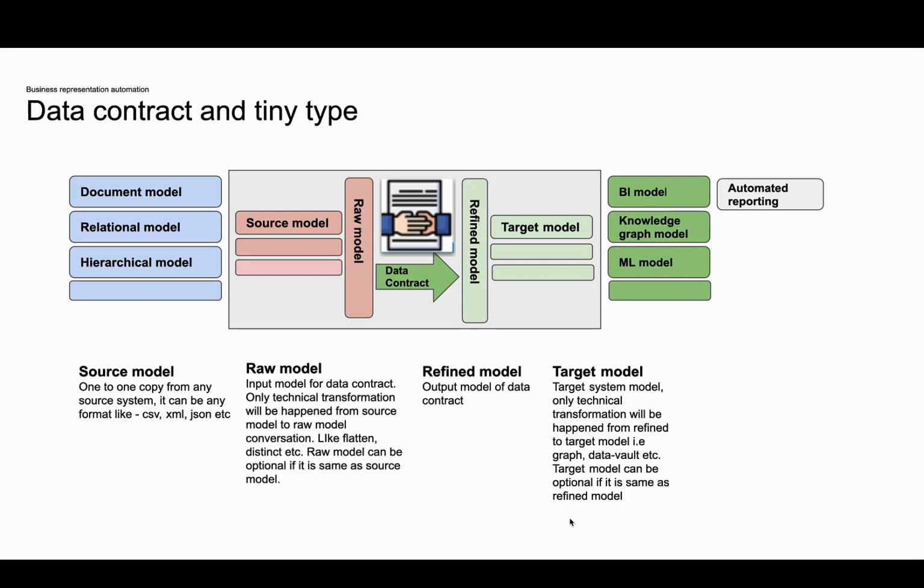Welcome to the automation demo of the business model representation. As part of today's demo, I am going to show how to use TinyType as a part of a data contract. TinyTypes encapsulate machine types like string, int, and double with domain types like email, age, and credit amount.